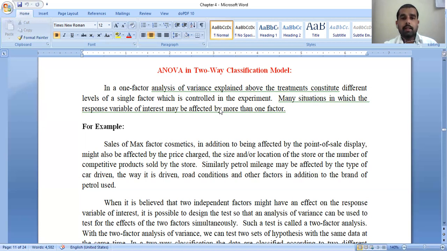Or here the location is also important. Where is your location? Whether the public area or the roadside where you are doing the business may affect your product. In the same manner, there is the number of competitive products sold by the store. Competitive products are sold at one place. For example, nowadays DMart is the best example. In DMart or any shopping malls, all the different varieties of products are put together at one place, and they are selling to the customer.